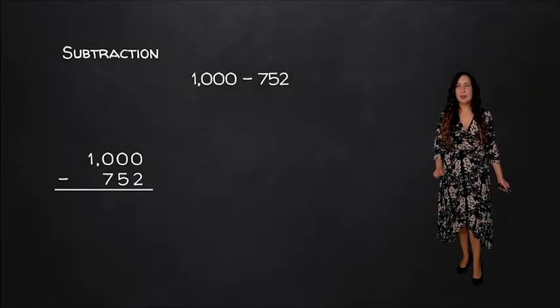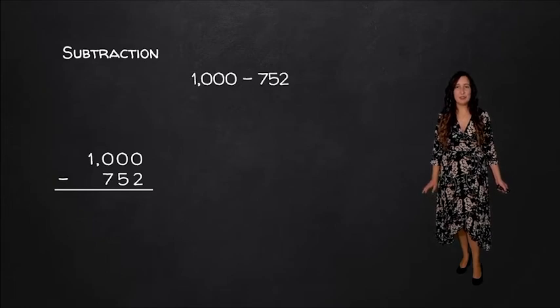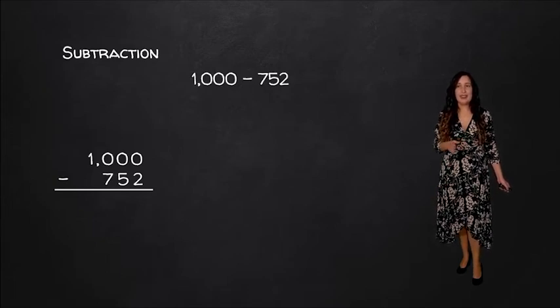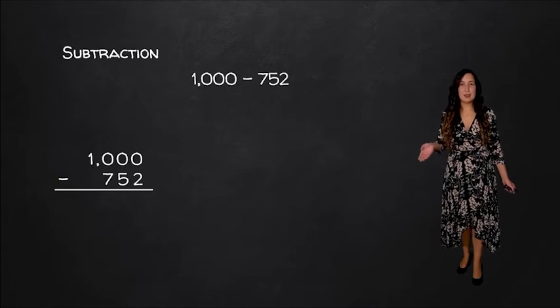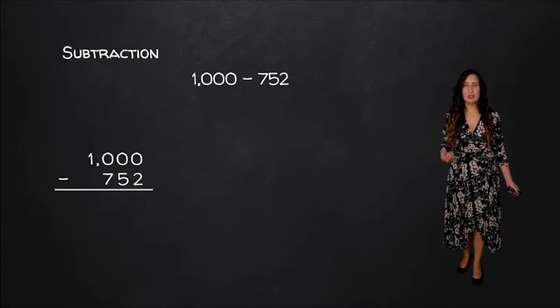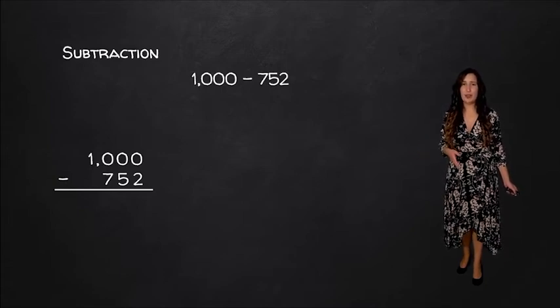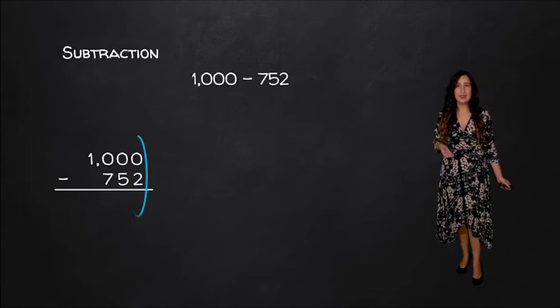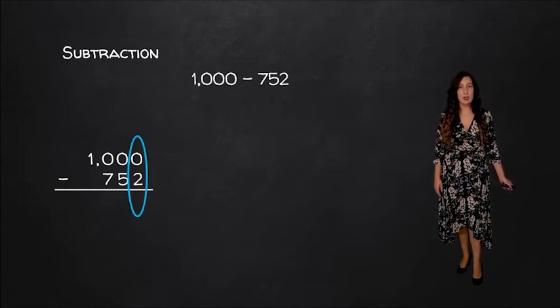So here we're going to do our final example. We have 1,000 minus 752. And now the 1,000 has 3 zeros. So when we subtract, we're actually going to have to borrow from the thousands place. Because, if we can borrow, then we're going to borrow for 0 minus 2.